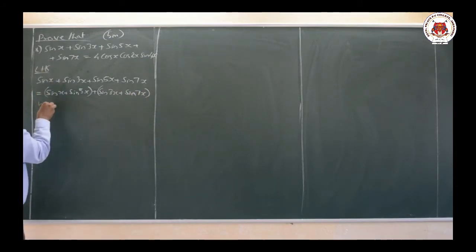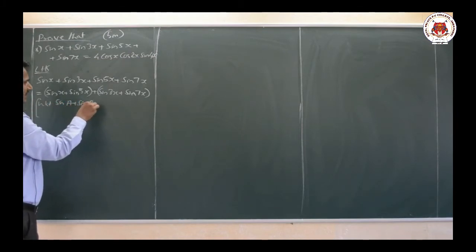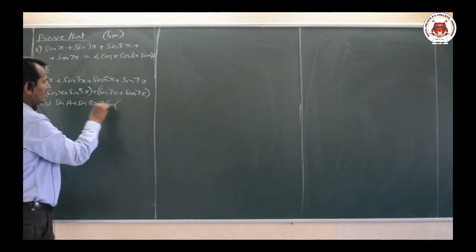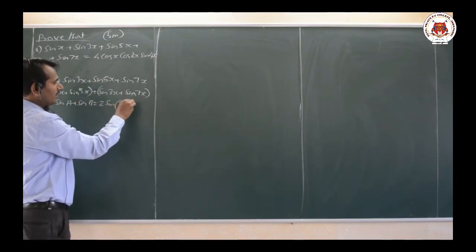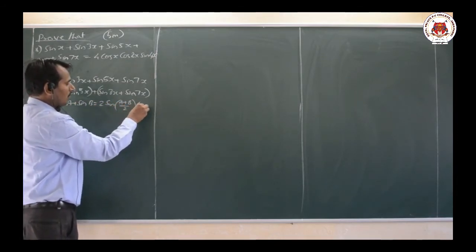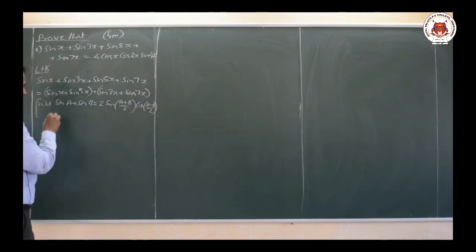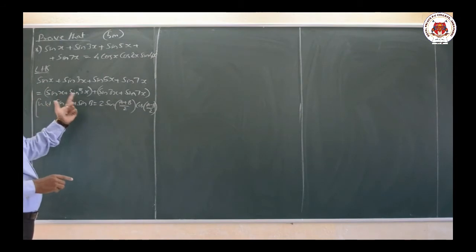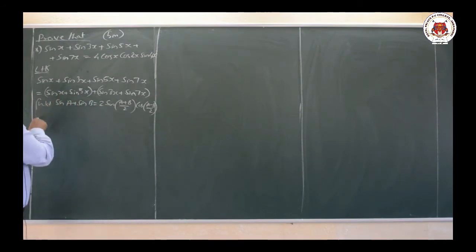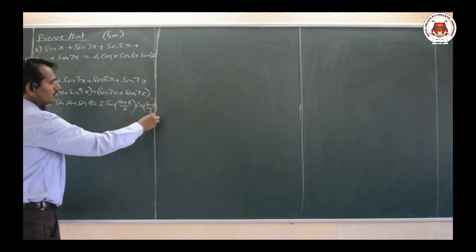We know that sin a plus sin b is equal to 2 sin of (a plus b) by 2 into cos of (a minus b) by 2. That is the same sin a plus sin b formula. Now I will make use of that particular formula here.